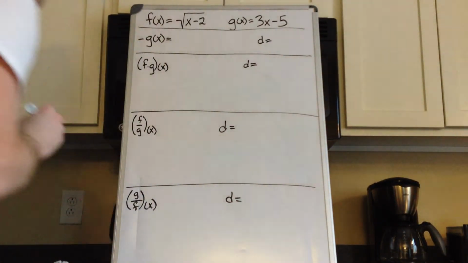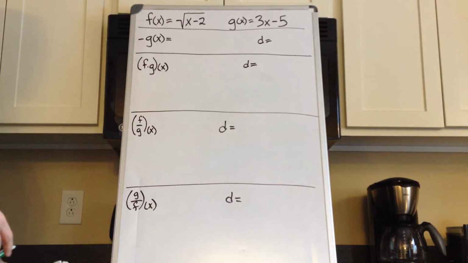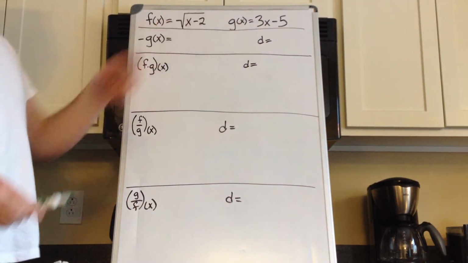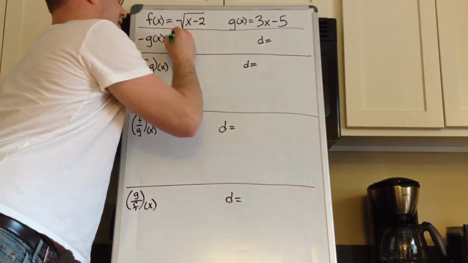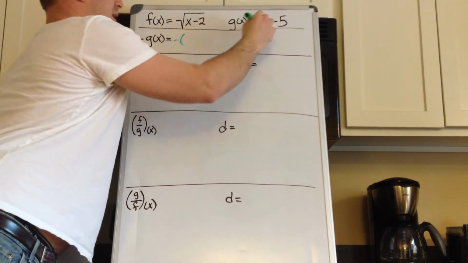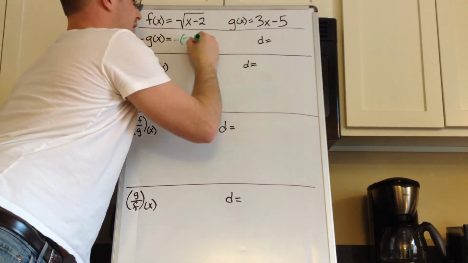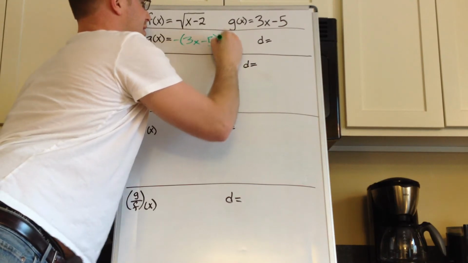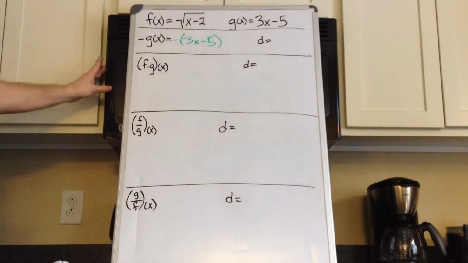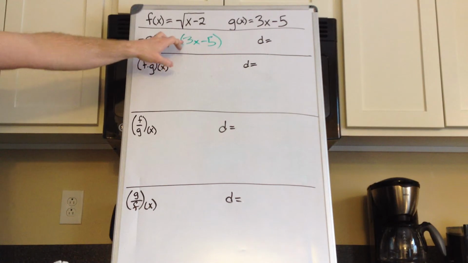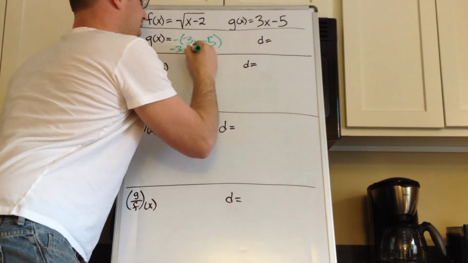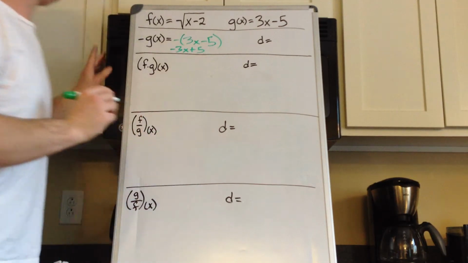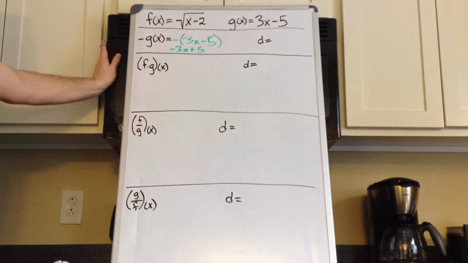Domain. So the first one we're going to do is negative g of x. So if we know g of x equals 3x minus 5, negative g of x is just going to be negative (3x minus 5). So it's pretty straightforward. And then you could simplify this to negative 3x plus 5. The domain for that, what are the acceptable inputs?